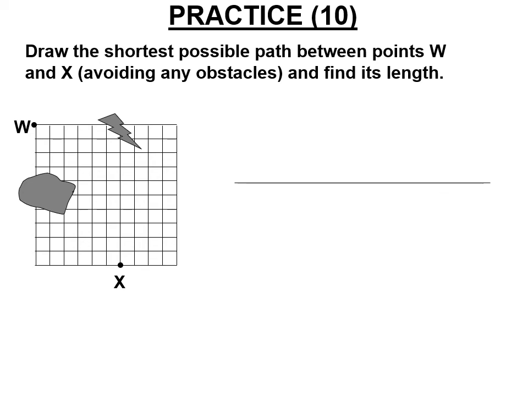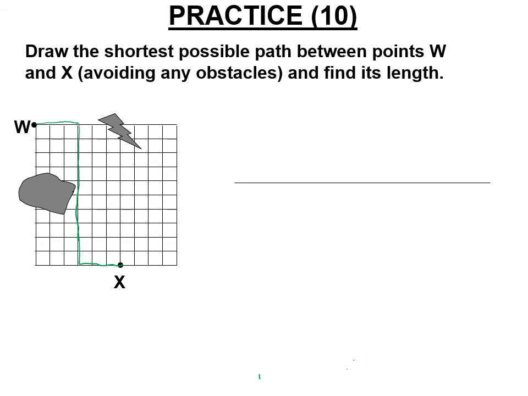All right, so draw the shortest possible path between points W and X, avoiding any obstacles. I have a lightning bolt, and I don't know what the other thing is, a big blob. And so, look, we're going to go, and you can go as short as possible. Well, there are many different paths. They're all going to be the same length as long as you don't repeat yourself. Don't ever go in the wrong direction. But that's one path.